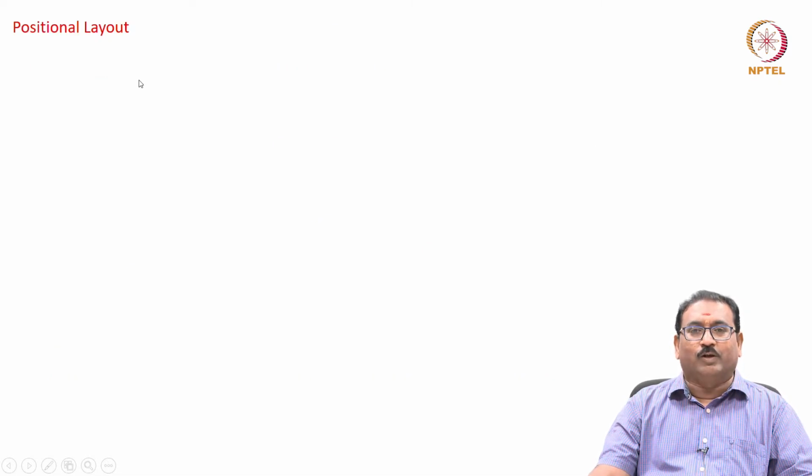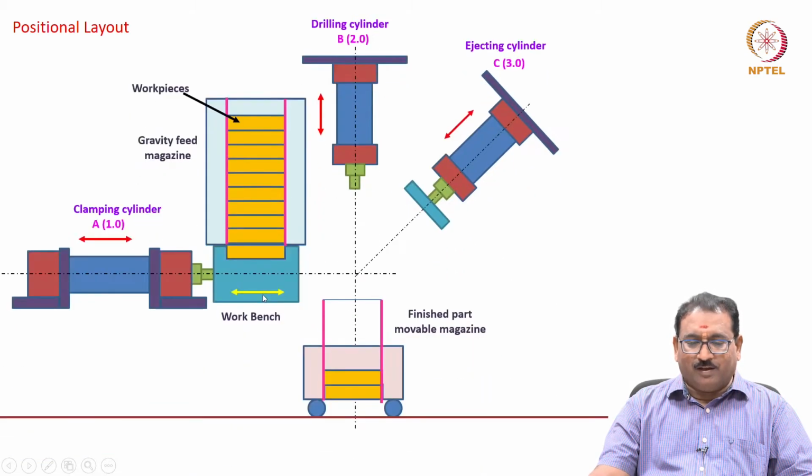First, I will show you the positional layout. How many cylinders are there, friends, here? Now, we will see there are 3 cylinders. One is a clamping cylinder A 1.0, another one is a drilling cylinder 2.0, another cylinder is the ejecting cylinder 3.0. Here is the gravity feed magazine, which has a storage of workpieces. They will fall onto the workbench one by one.